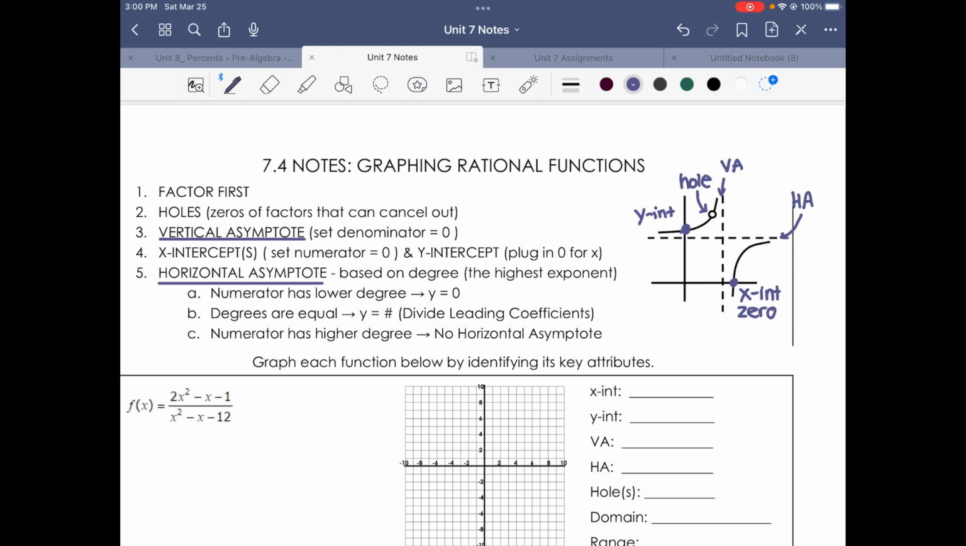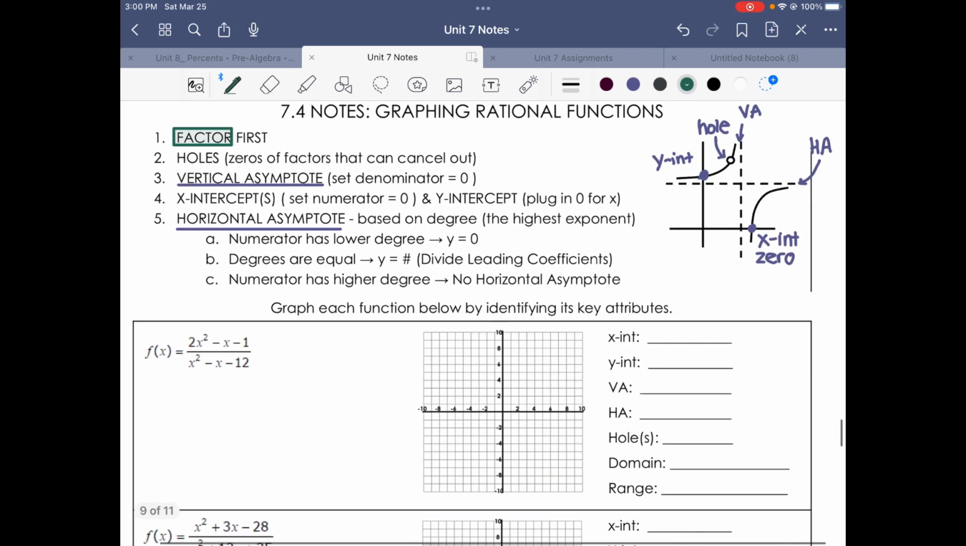The first thing you always want to do in any of these rational functions is factor first, so that you can find any common factors that are going to cancel out. Okay, so we are always going to start by factoring. And always try and factor the top and the bottom. Sometimes one of them won't work, and that's fine.